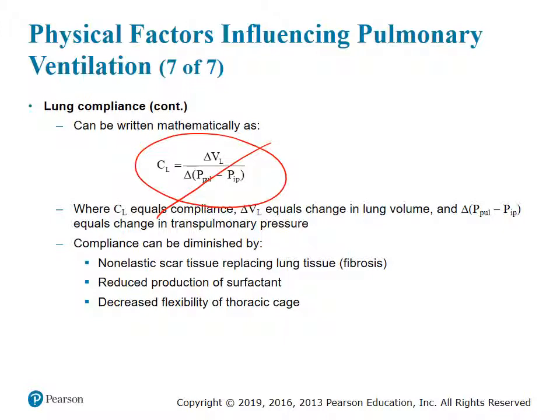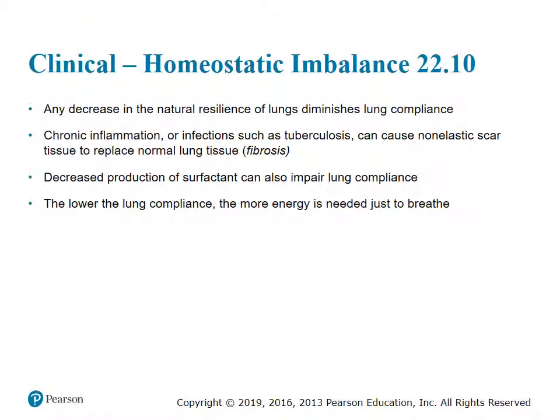So again, that can be compromised by many different things: surfactant, not producing enough surfactant, the flexibility of the thoracic cage. Maybe there's a skeletal system issue, a disease. Maybe that might be a muscular disease, or a tissue disease. All of those can lead to less compliance or less healthy lungs. So there are many different reasons why.